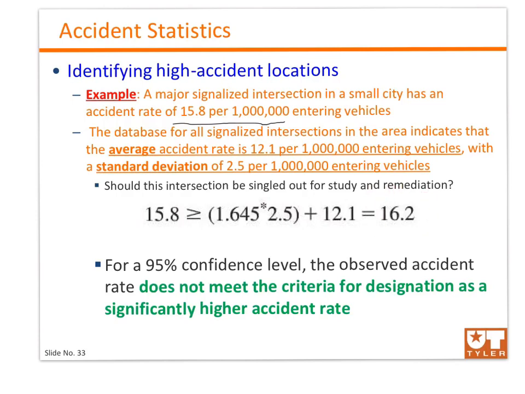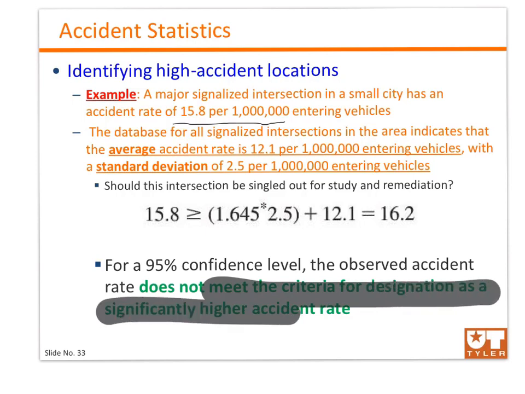In order to qualify that this location has a significantly higher amount of accidents, the rate for that location has to be 16.2 or higher, while what we see in our location is only 15.8. So based on this, and using the 95% confidence level, the observed accident rate does not meet the criteria. And I want to point out again, it does not meet the criteria for the conclusion that this location has a highly significant amount of accidents compared to the city.